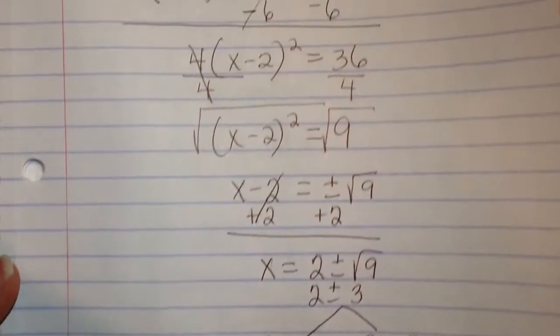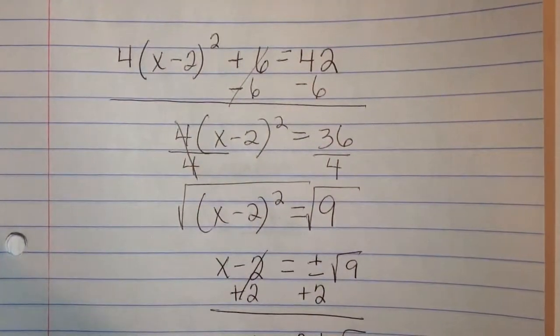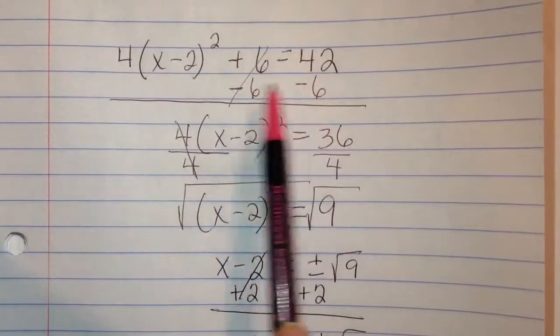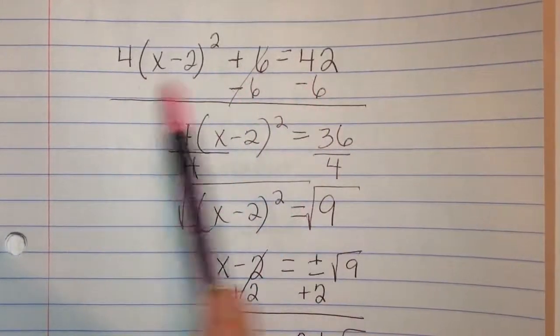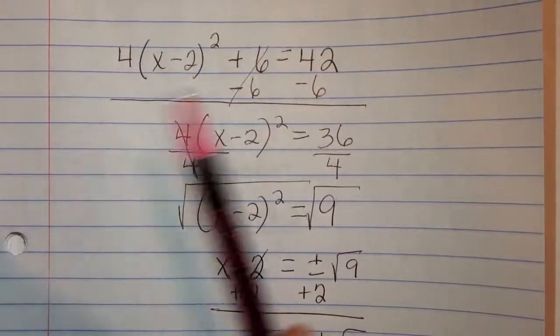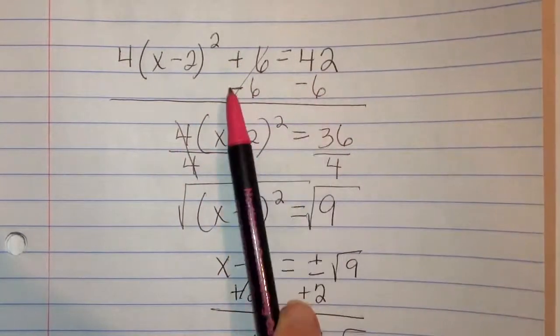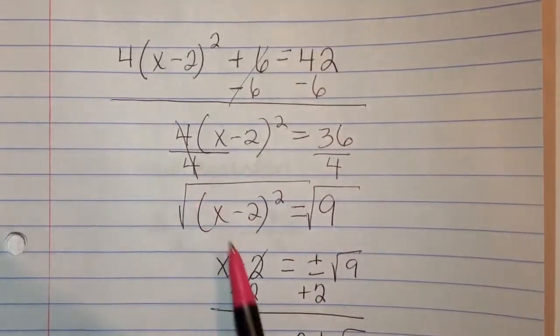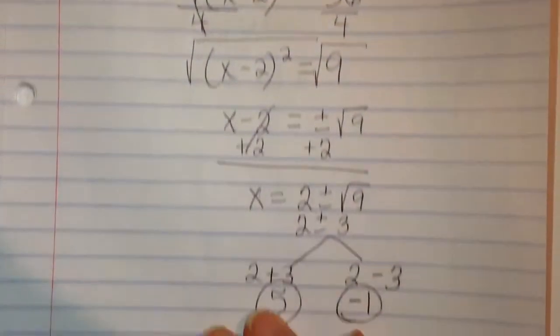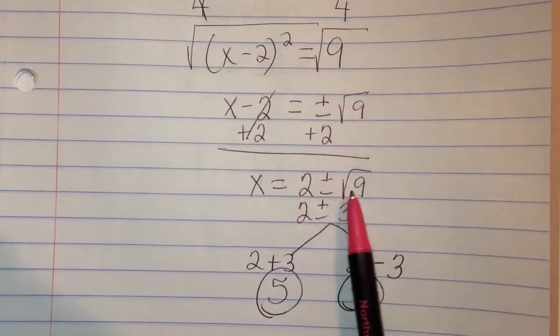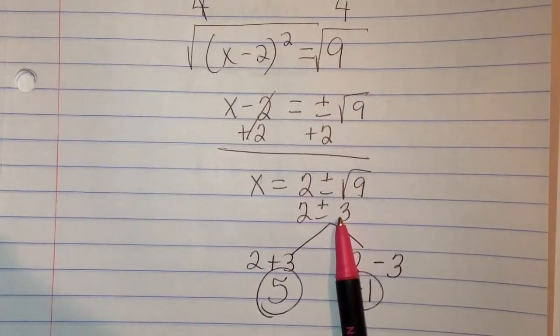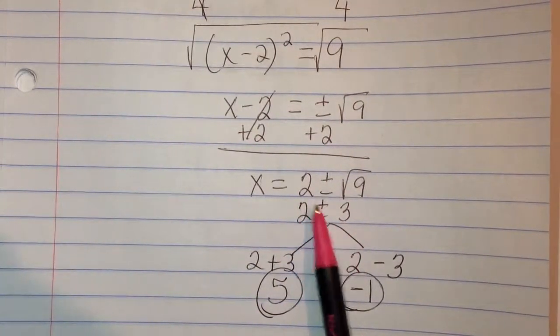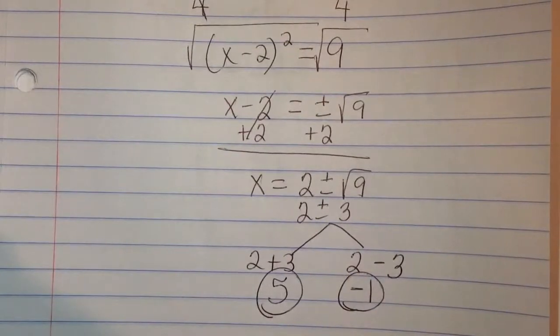But notice the beginning steps that I took. The first thing I had to do was subtract 6 from both sides. You cannot divide both sides by 4 to start with. You have to subtract 6, move the constant, then divide both sides by 4. Then take the square root of both sides. Then if you can continue on, the square root of 9 comes out as 3. So you still had 2 + 3 and 2 - 3. So your final answers are positive 5 and negative 1.